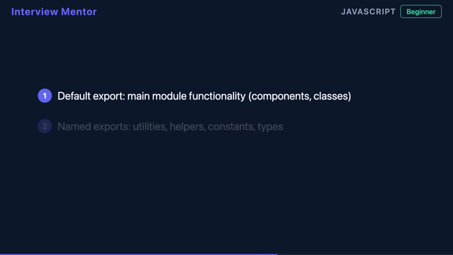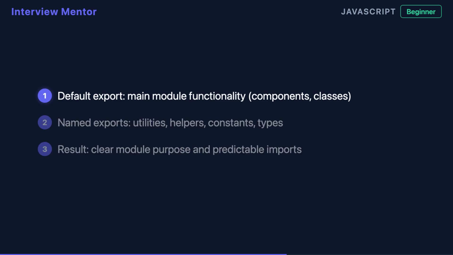So when should you use each? Use default exports for the main functionality of your module. A React component, a class, or the primary function. Use named exports for utilities, helpers, constants, and types. This pattern makes your module's purpose crystal clear to anyone importing it.